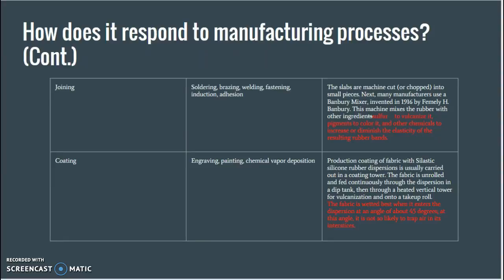The challenge in this process begins once the fabric is wetted. The fabric is wetted best when it enters the dispersion at an angle of about 45 degrees. At this angle, it is not so likely to trap air in its interstices.